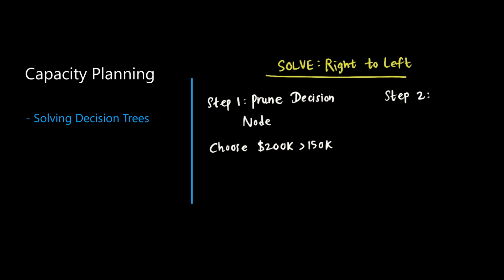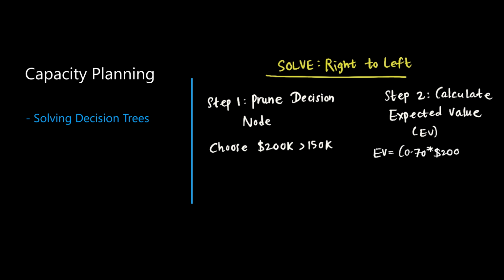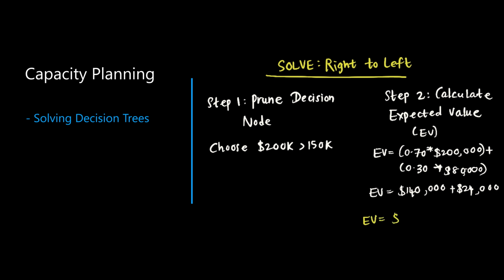Now we can calculate the expected value, EV, of that chance node. The EV is the weighted average of the outcomes. So we have a 70% chance of a $200,000 payoff and a 30% chance of an $80,000 payoff. We calculate 0.70 * $200,000 + 0.30 * $80,000, which equals $140,000 plus $24,000 for a total EV of $164,000. This is the expected value of the expand small decision. You would then calculate the EV for the expand large decision and choose the one with the higher number. This is a very common type of question on the OA.